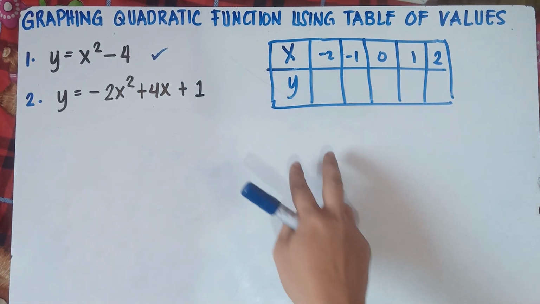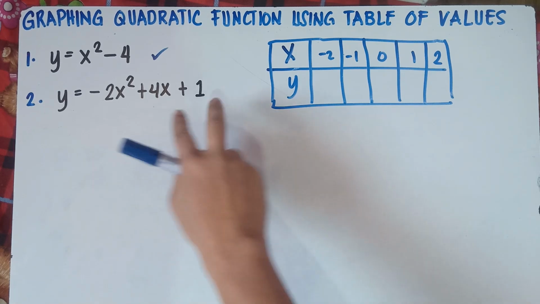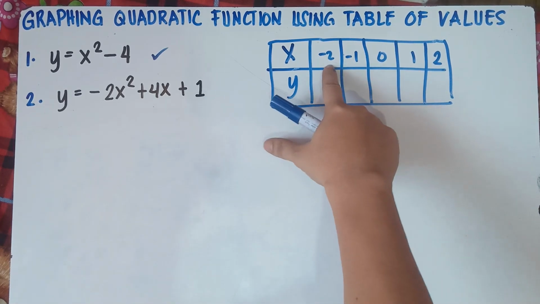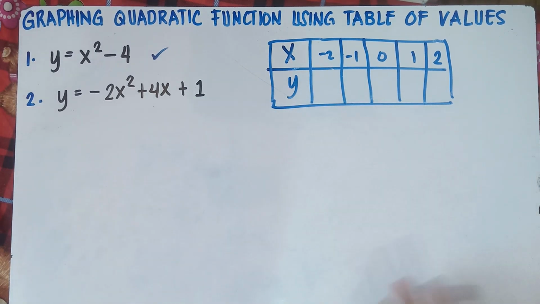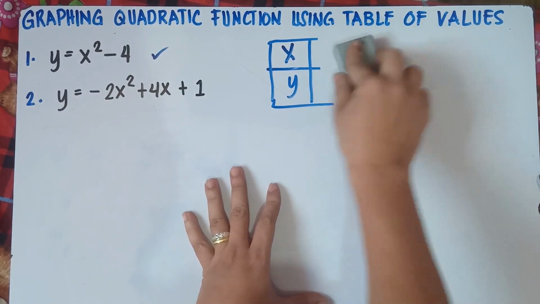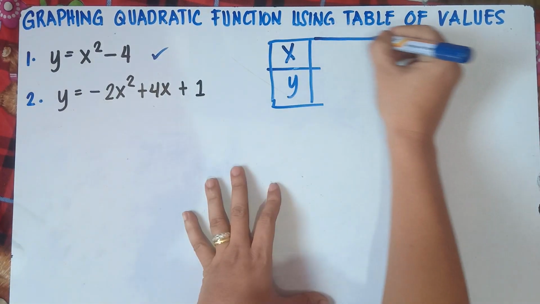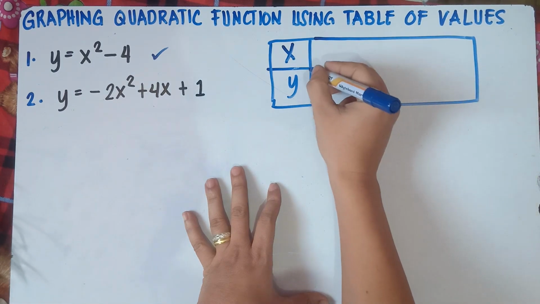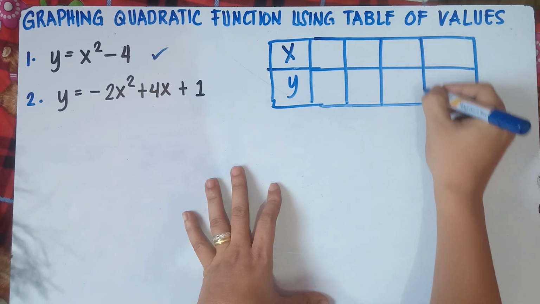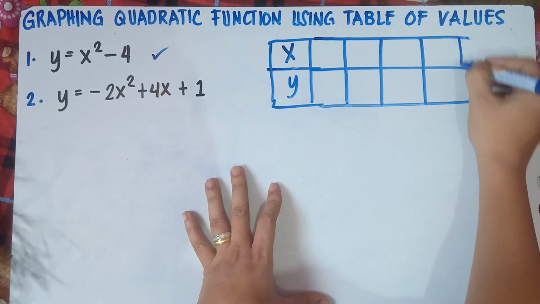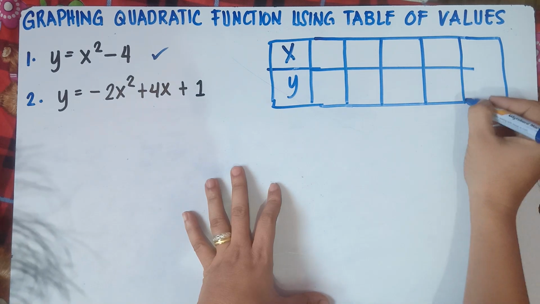If the x values are given, that would be great for you. It would be really easy to graph this function. To find the y values, you simply substitute the x values into the function. Now in our example for today, the x values are not given, so we need to find the x values as well as the y values. Let me make this table. For example, we have 5 columns for x and another 5 columns for y.